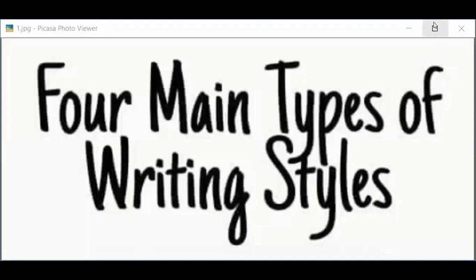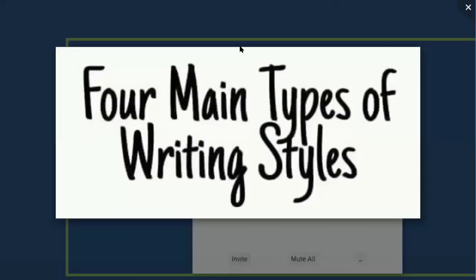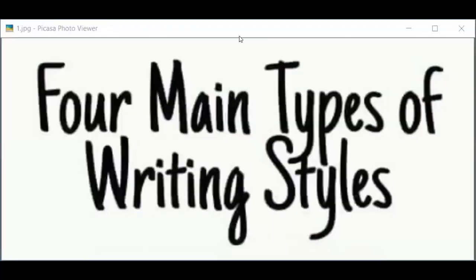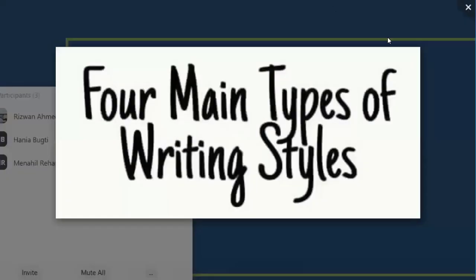In this class, we are going to focus on four main types of writing styles, and we'll discuss some genres. Okay, this is very important. You might already know some of the things, but today we will summarize everything. We'll discuss the four main types of writing styles, and we'll look at some different genres of writing. Okay, so let's get started.